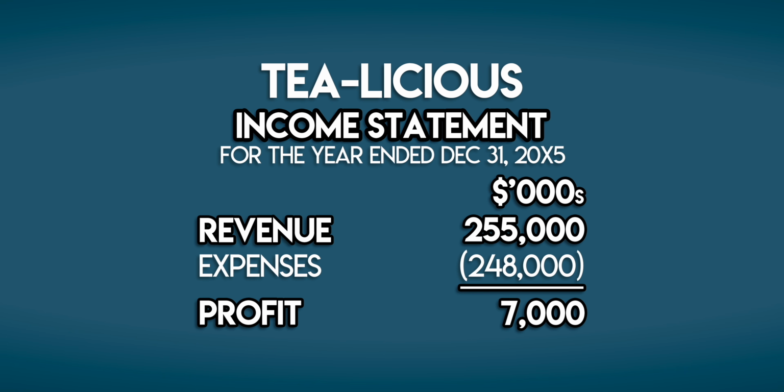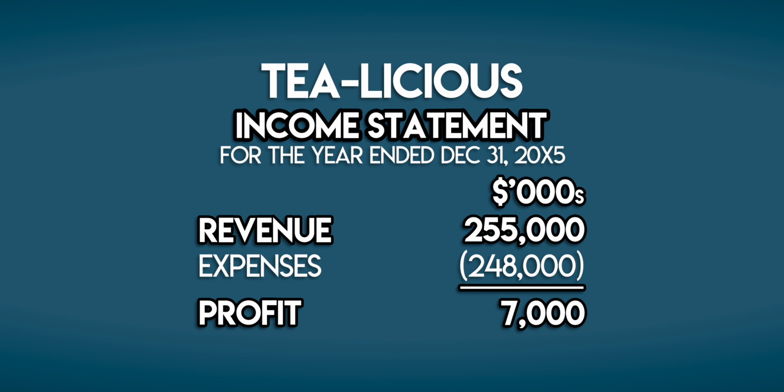Firstly, Tealicious made $255 million in revenue, which is their top line income that it earned from selling products during the year. Secondly, it incurred $248 million in expenses. This includes the direct and indirect costs of running the business. And finally, when we subtract expenses from revenue, we see that Tealicious generated $7 million in net profit on the bottom line. Profitability is key to the income statement, which is why it's also called the statement of profit and loss.